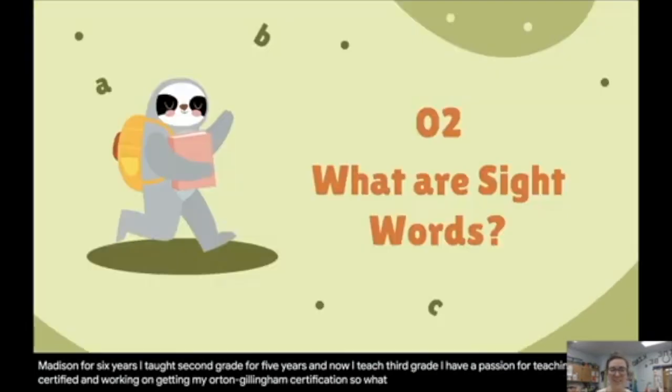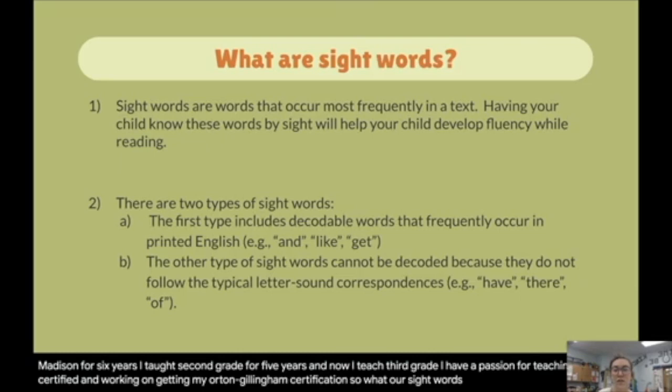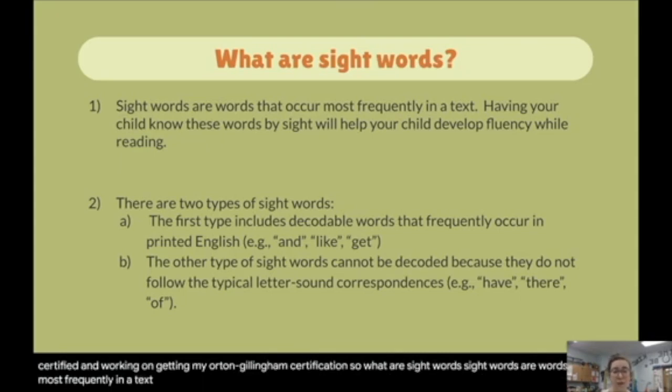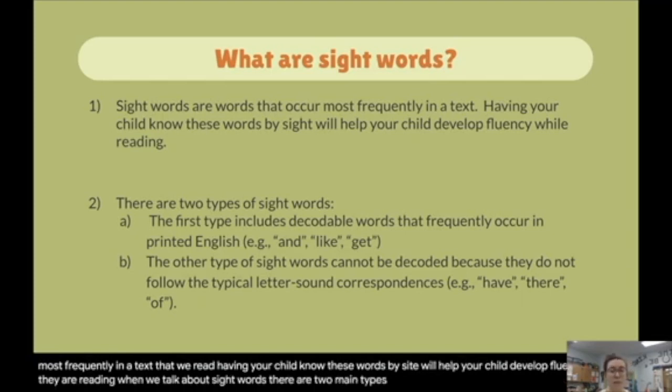So what are sight words? Sight words are words that occur most frequently in a text that we read. Having your child know these words by sight will help your child develop fluency while they are reading. When we talk about sight words, there are 2 main types of sight words.